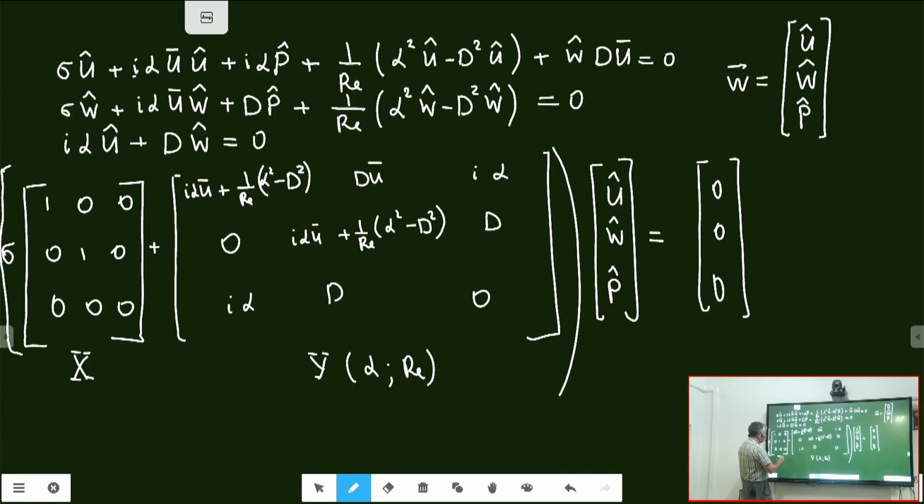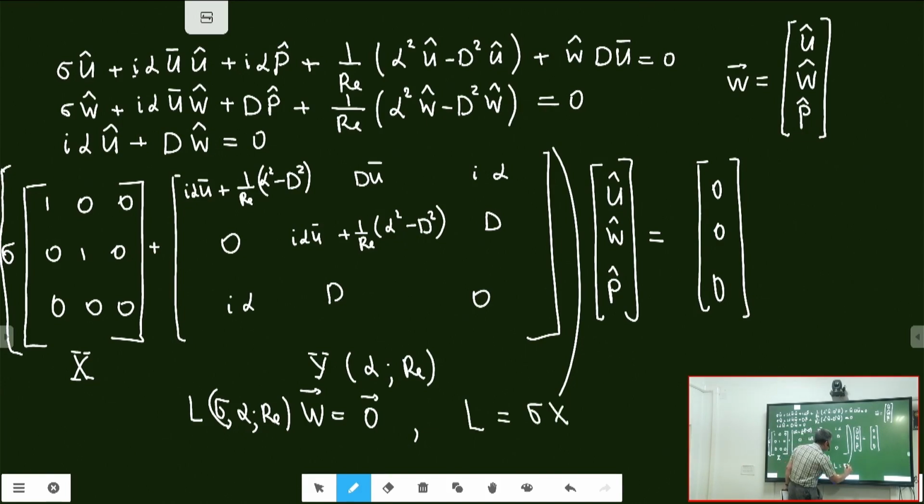All right. So now my equation becomes sigma X plus Y, the whole thing multiplied by vector w, is equal to 0 vector. So I will combine this into L of sigma, alpha, semicolon Reynolds number, w is equal to 0 vector. So is that clear what I've done? So essentially L is sigma X plus Y of alpha, Reynolds number. Is that clear?